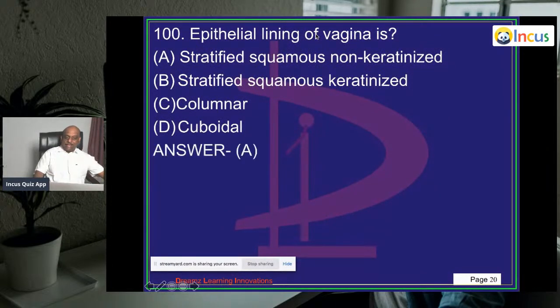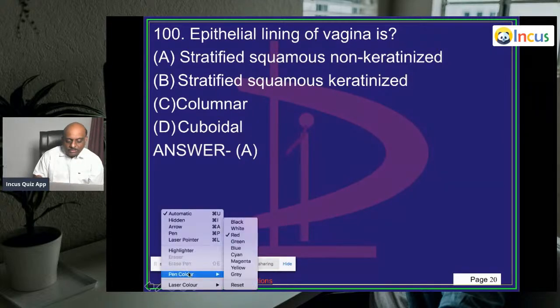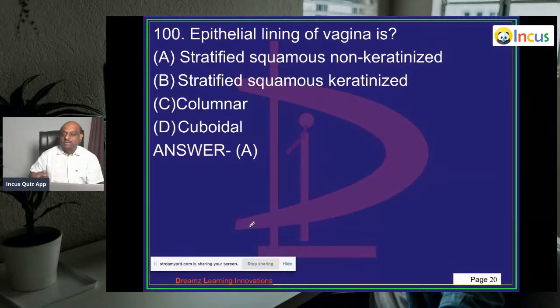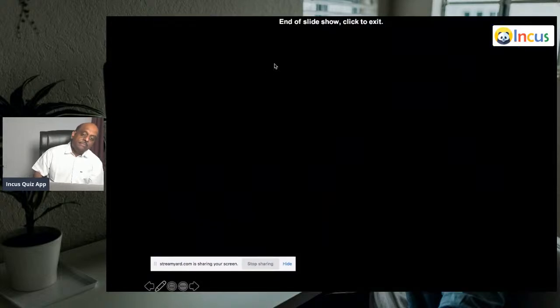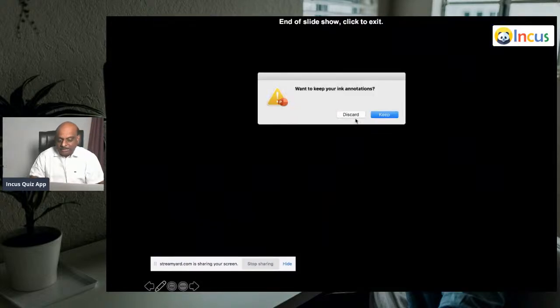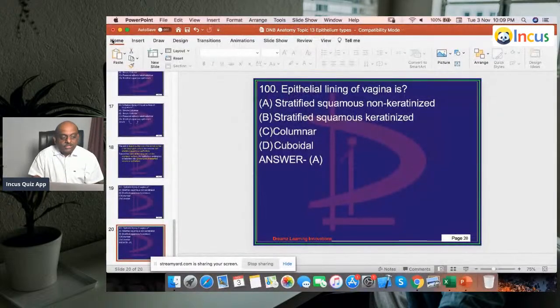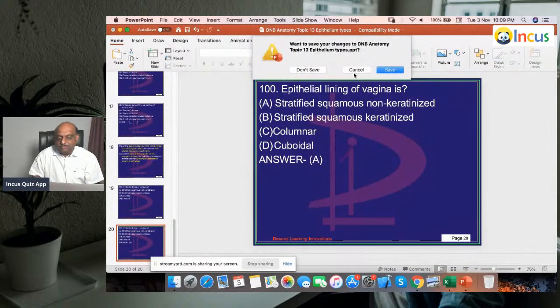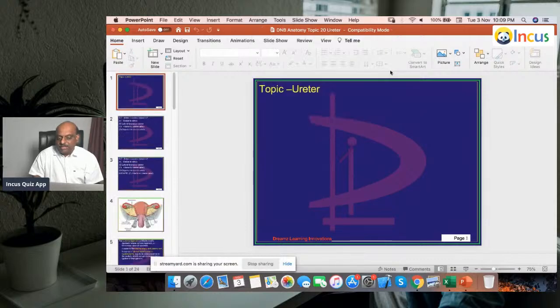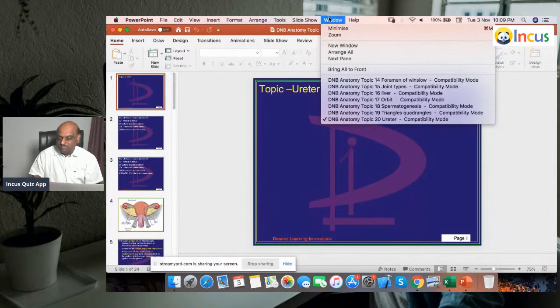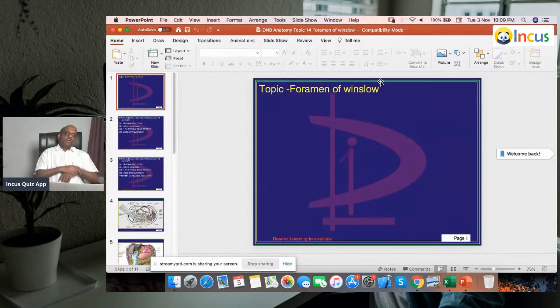Vaginal epithelial lining, what is it made up of? Stratified squamous non-keratinized. Obviously, it should not be keratinized. Non-keratinized stratified squamous epithelium is what you have to remember. So the type of epithelium is the next favorite topic of the examiner, doctor.